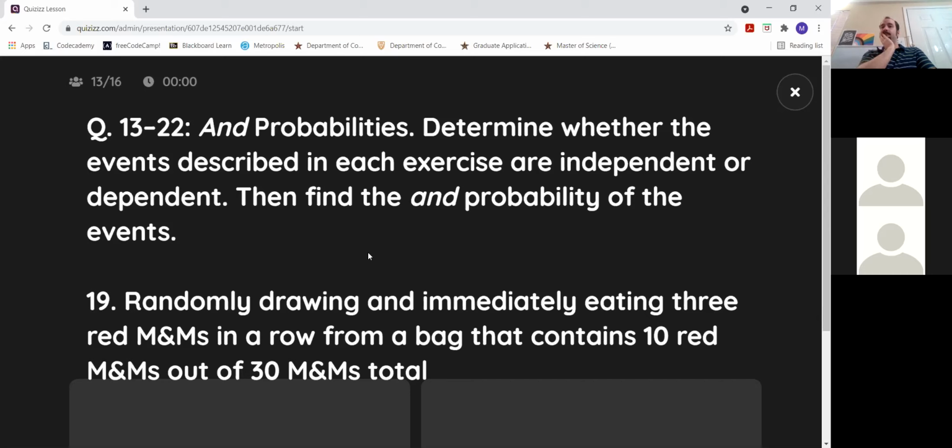These are a little bit weird. You have to be really careful about whether they put it back in the bag or not, right? It changes things.